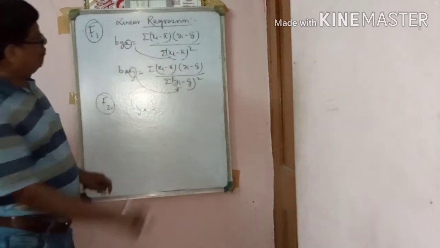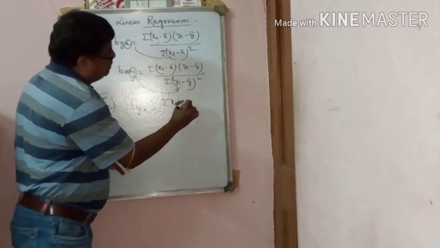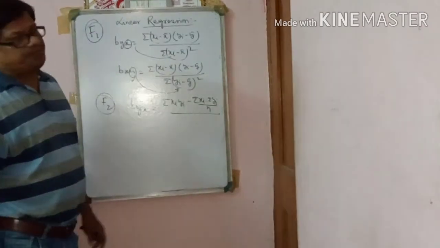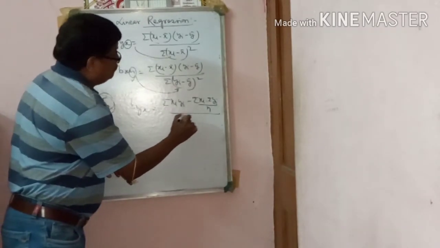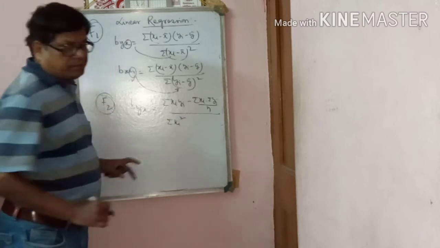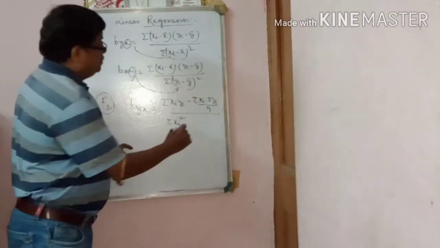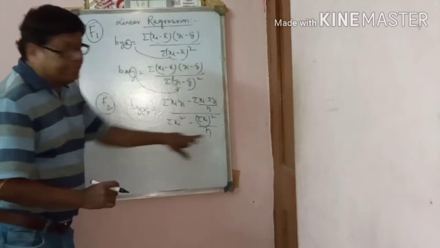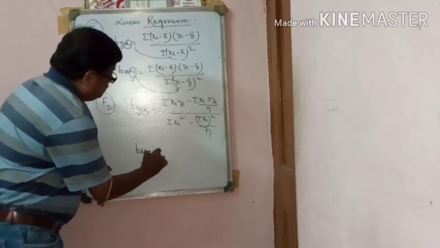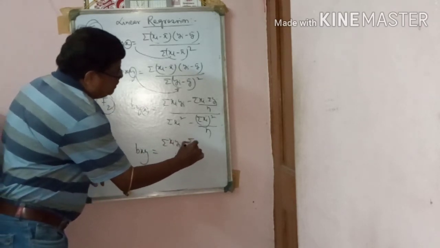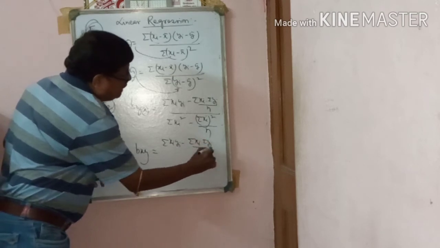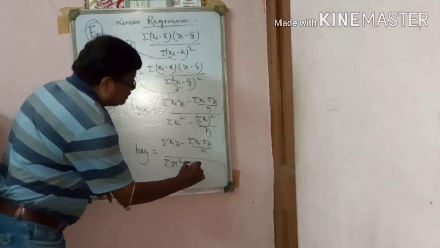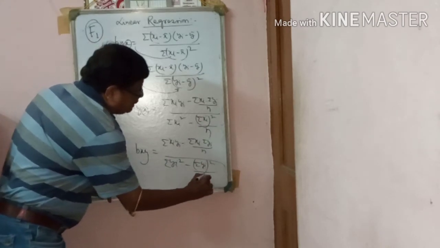Now the formula to write: byx equal to summation xi into yi minus summation xi into summation yi by n, divided by summation xi square minus summation xi whole square by n. Down x, here also all are x. And bxy is summation xi yi minus summation xi into summation yi by n, divided by summation yi square minus summation yi whole square by n.